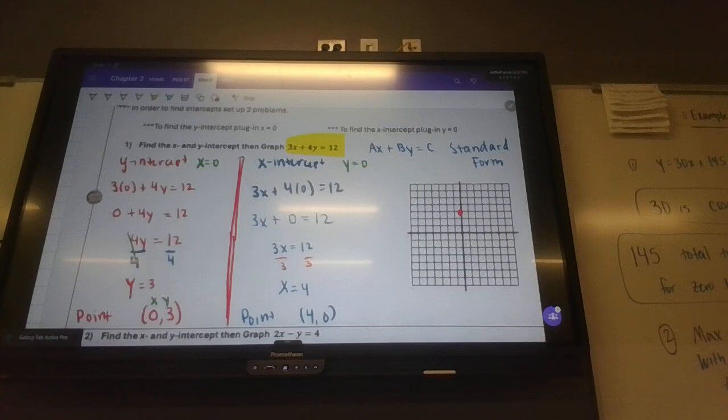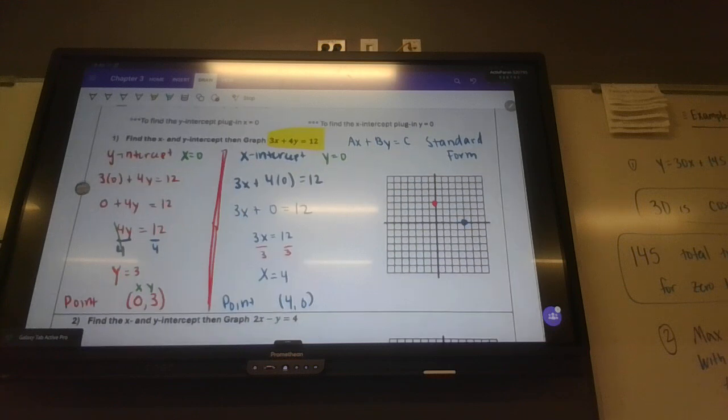1, 2, 3, 4. That's the x-axis. That's the y-axis. That's 5 there. 1, 2, 3, 4. That's 5 there. And so now, as long as you have 2 points, you can make a line. It's kind of easier than slope.